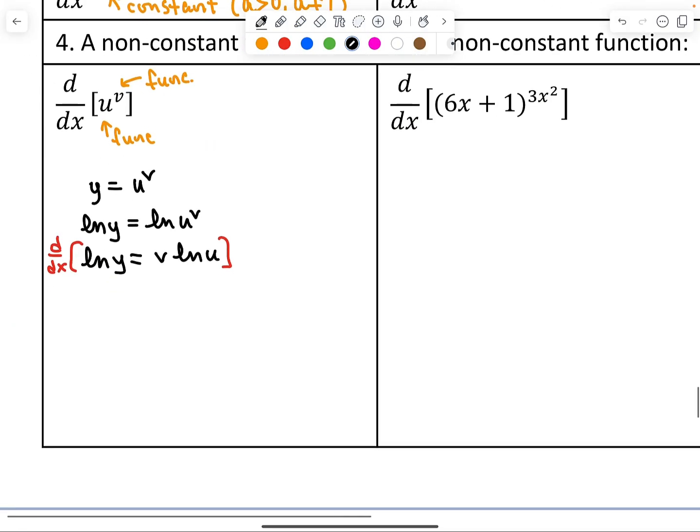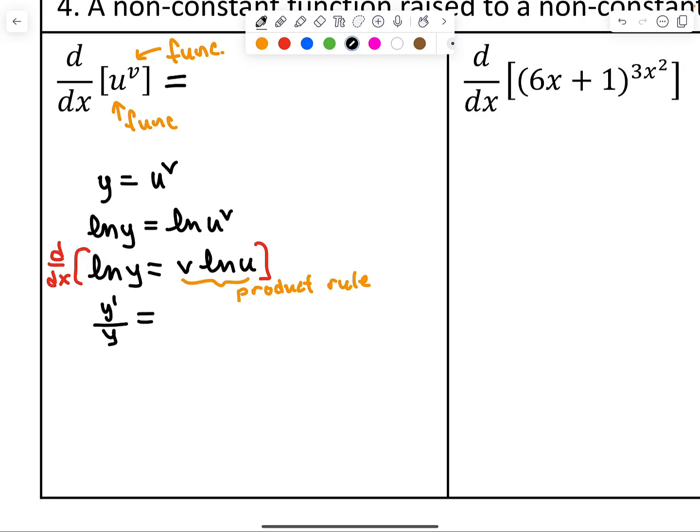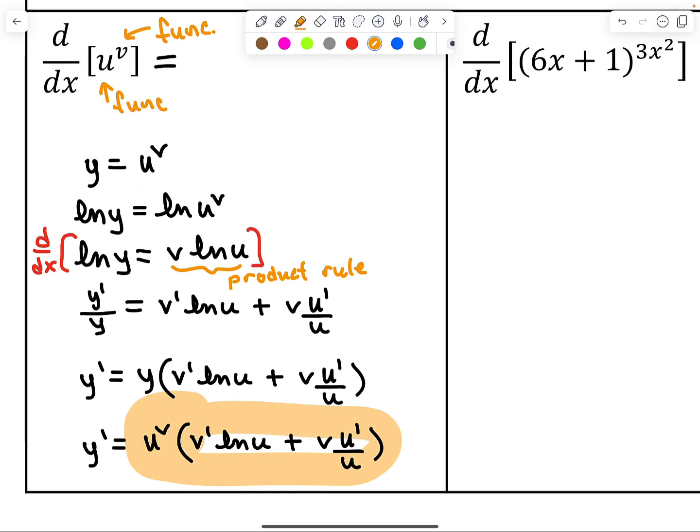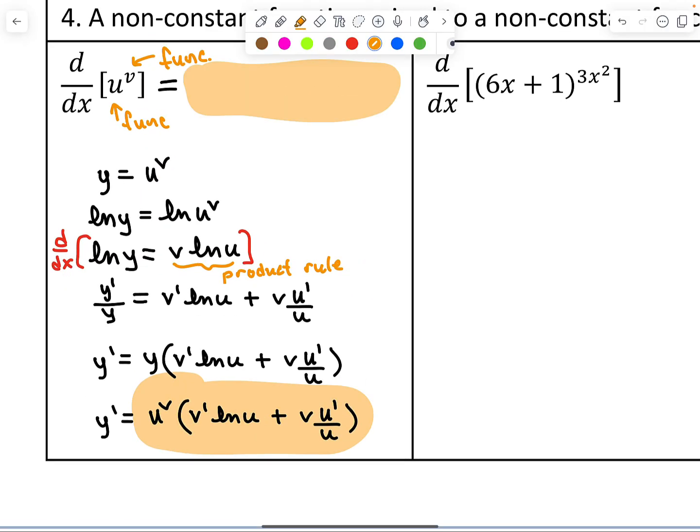So the derivative of natural log of y will be y prime over y equals, now here I have to use the product rule, so we get the derivative of the first, v prime, times the second, plus the first, v, times the derivative of natural log of u, which is argument prime over argument, the argument being u. And I'm going to multiply both sides by y. So we get y prime alone is equal to y times the rest of this. And then finally, I'm going to change this y back to u to the v. So here's my derivative. I'll just copy it up to this position.